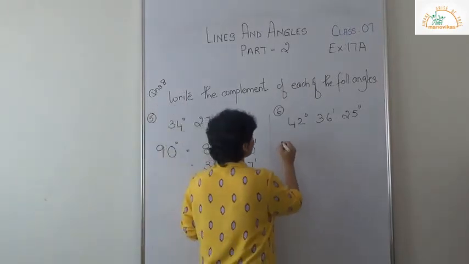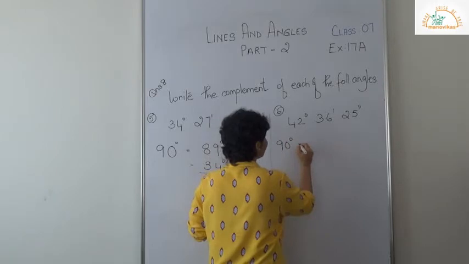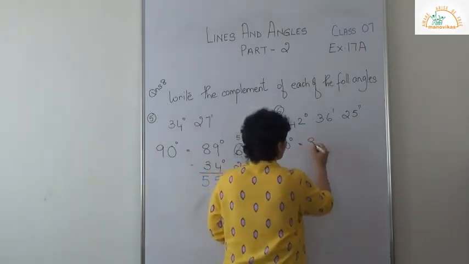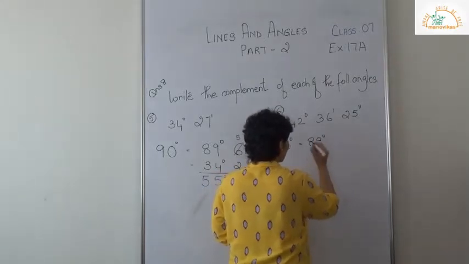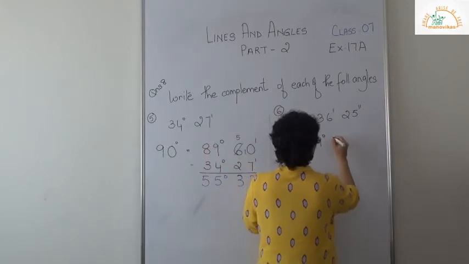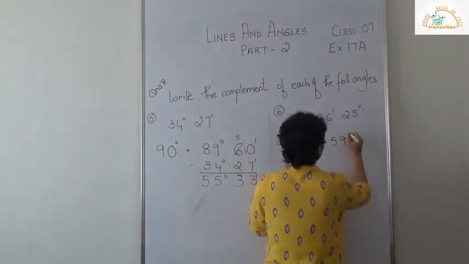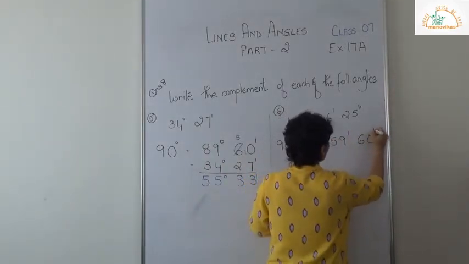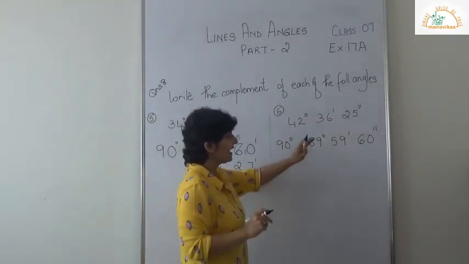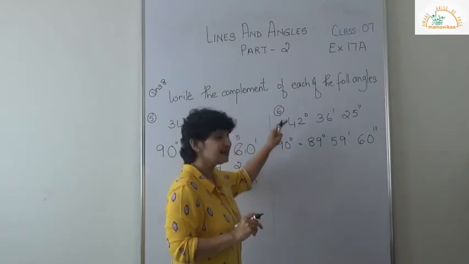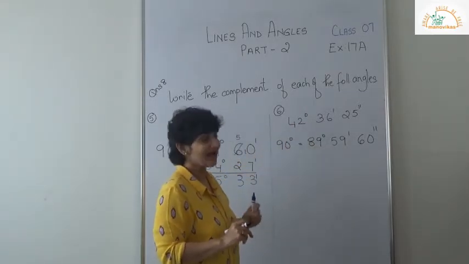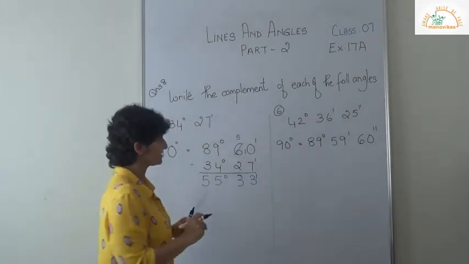So first find out what is 90 degrees when you have minutes and seconds. You reduce here 89, this becomes 89 degrees. Now here you have 60 minutes. Now this will become 59 minutes, and here you will borrow and take it as 60 seconds. Alright, so you have 89 degrees, 59 minutes and 60 seconds.